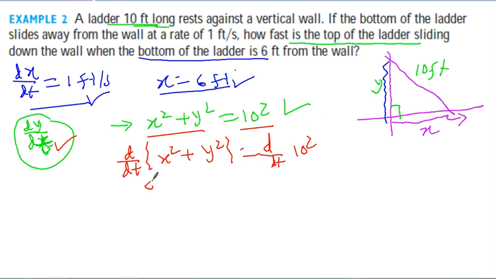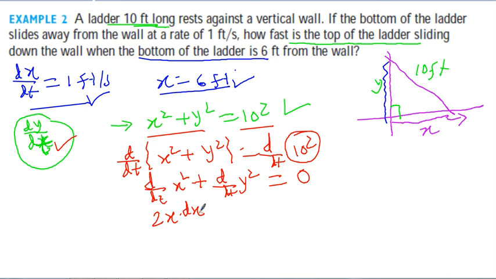Now if I differentiate d/dt of x squared plus d/dt of y squared, it equals d/dt of a constant, which is always 0. So d/dt of x squared is 2x dx/dt, plus 2y dy/dt equals 0. Now if I solve, I know the value of dx/dt, which is 1, and x I also know, the value is 6 here.